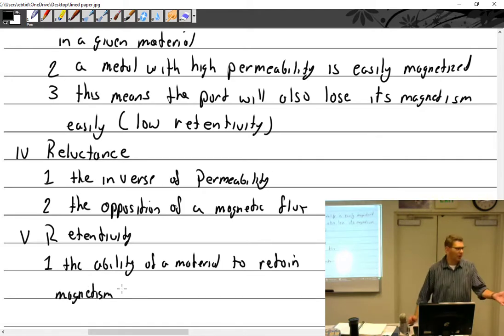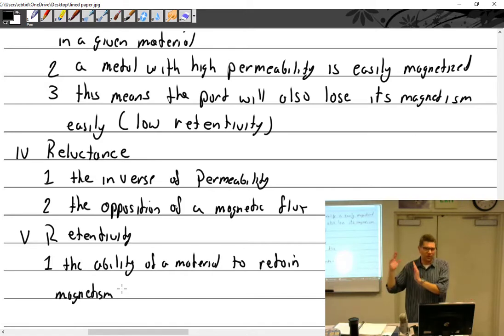Okay, so let's take a crankshaft. A crankshaft has high carbon steel, so I've already told you that that has a rather high retentivity. So if it has a high retentivity, what about its reluctance? High reluctance. It doesn't want to be magnetized, but once I get it there, it stays. All right, so that's what it is.